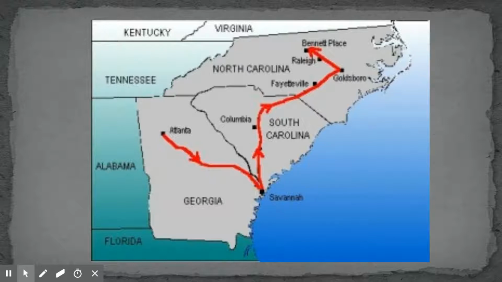So if we look, he'll take Atlanta, and then Sherman will just keep moving through all these major towns. Again, just destroying absolutely everything in his path.